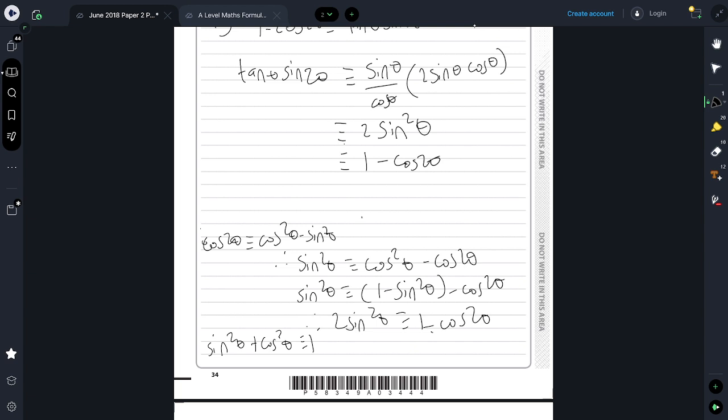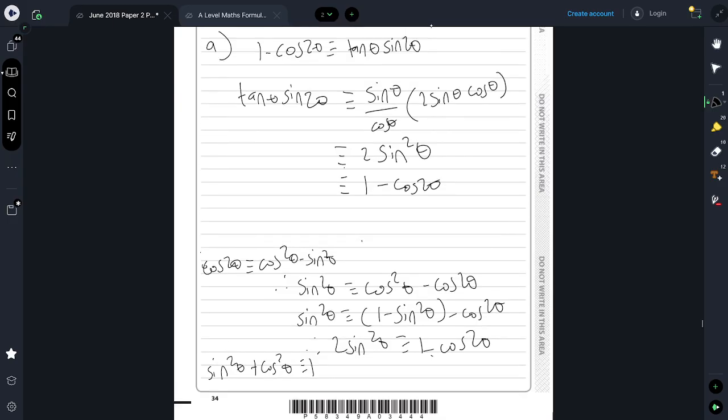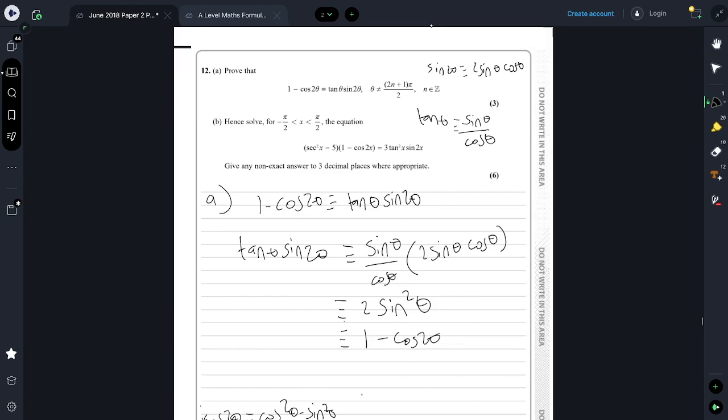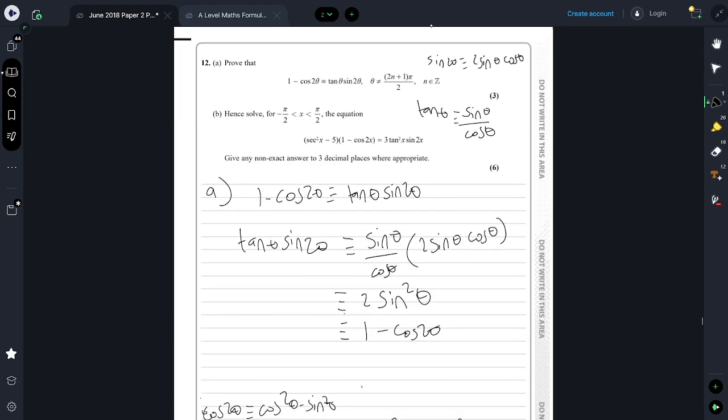Okay. The first way they say tan theta sine 2 theta is this, which we've done. We cancelled out the cos. Oh, it's 3 marks. Okay. I was overthinking it then. Sorry. Ignore that last 5 minutes of me waffling, trying to overthink it.